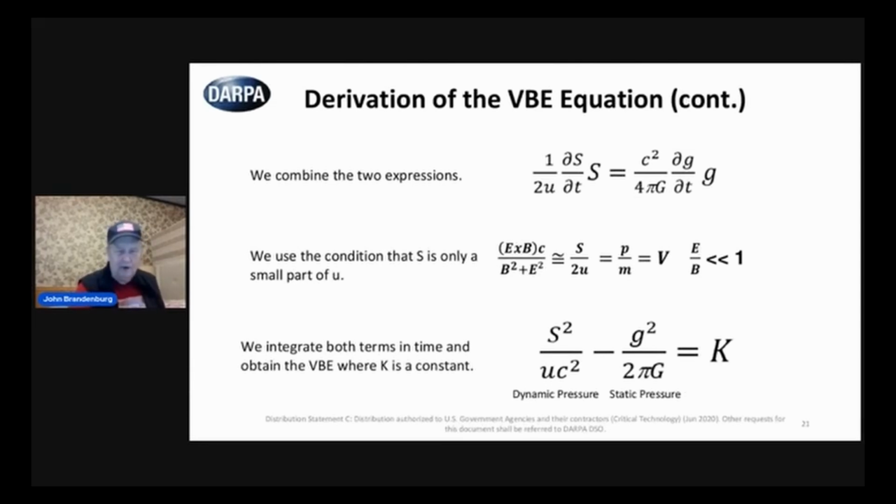You end up with this top equation. You can integrate that in time with the condition that the magnetic field is constant in these little cells in space, and you end up with what we call the vacuum Bernoulli equation. It has a static pressure, which is the gravity field energy density, or an energy density that can be associated with gravity. Then you have the Poynting field and the electromagnetic field, and those two things vary together so that the difference between them is a constant. Next.